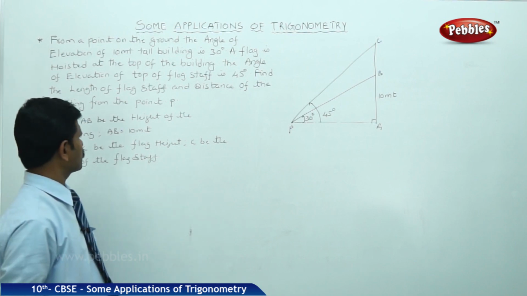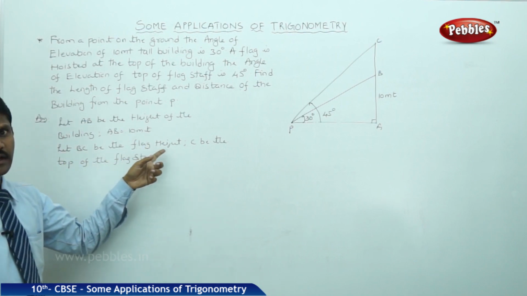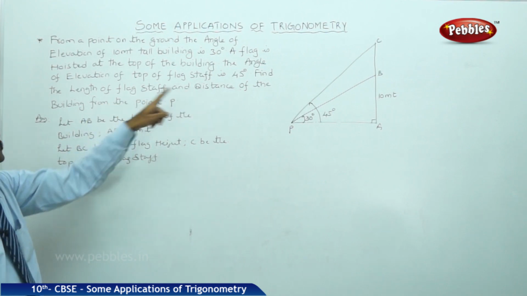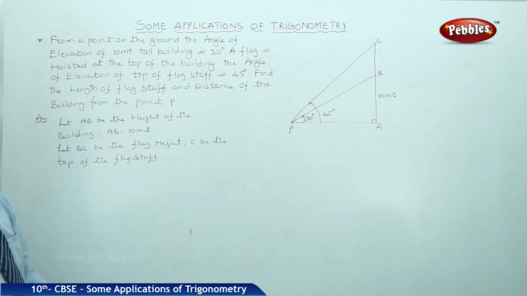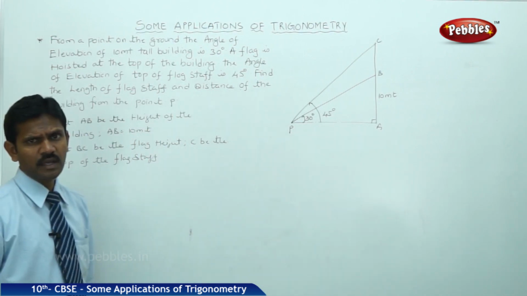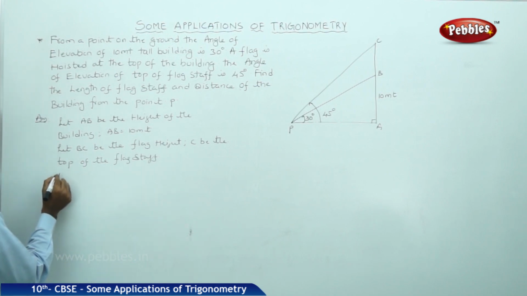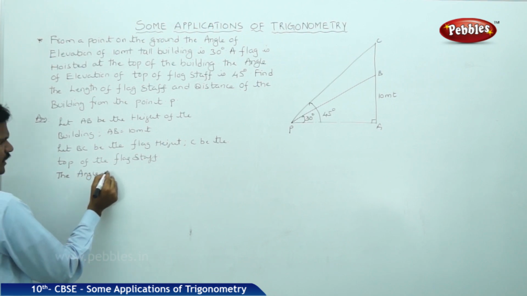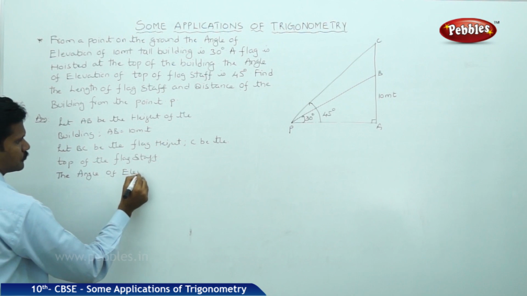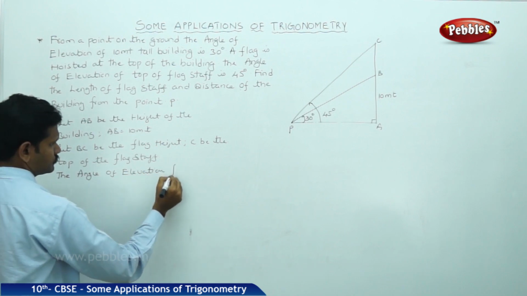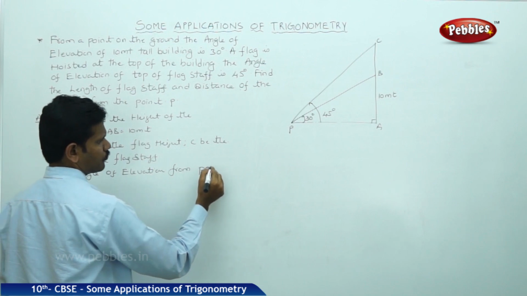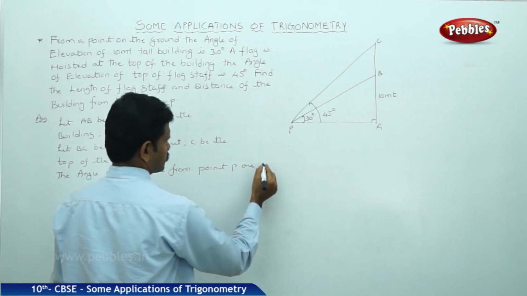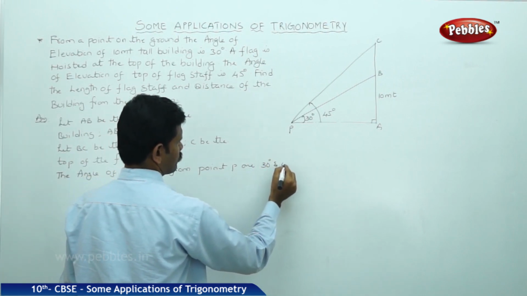That means you have to find, let BC be the flag height, that is length of the flag. After that, one more thing you have to find, the distance of the building from the point P, that is you have to find AP also. Now the angles of elevation from point P are 30 degrees and 45 degrees.